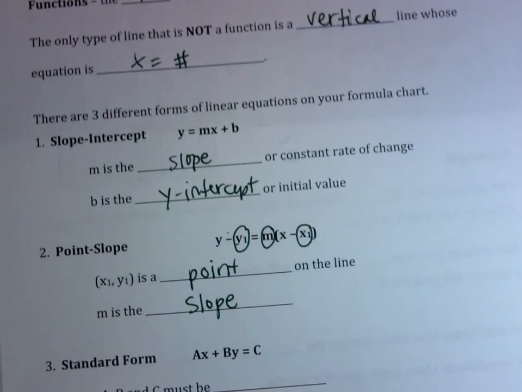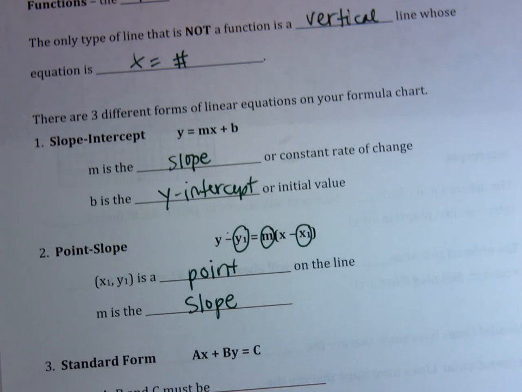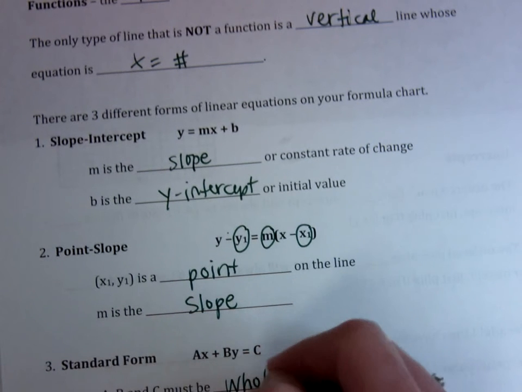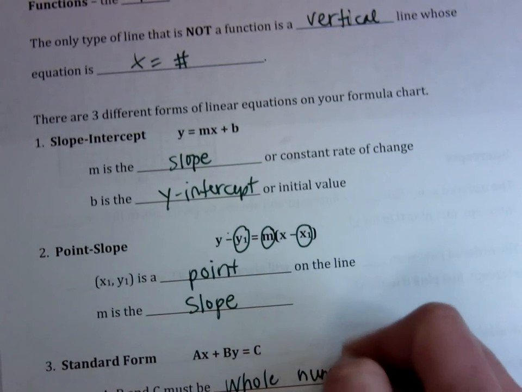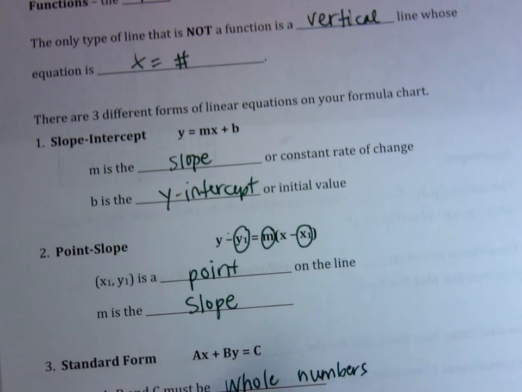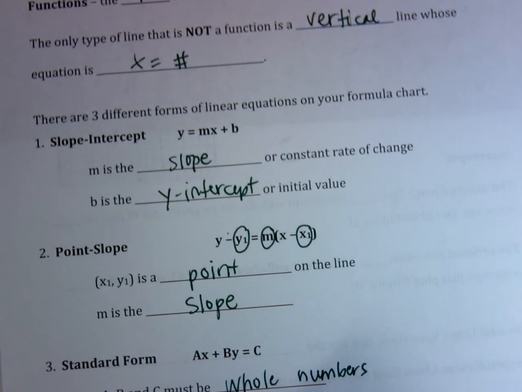Number three, the standard form of an equation is ax plus by equals c, and a, b, and c must be whole numbers. The letter A must always be positive.